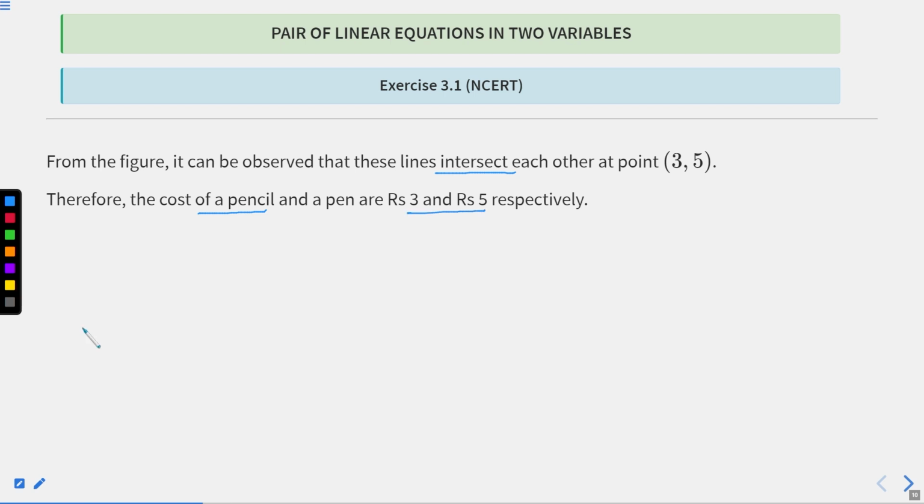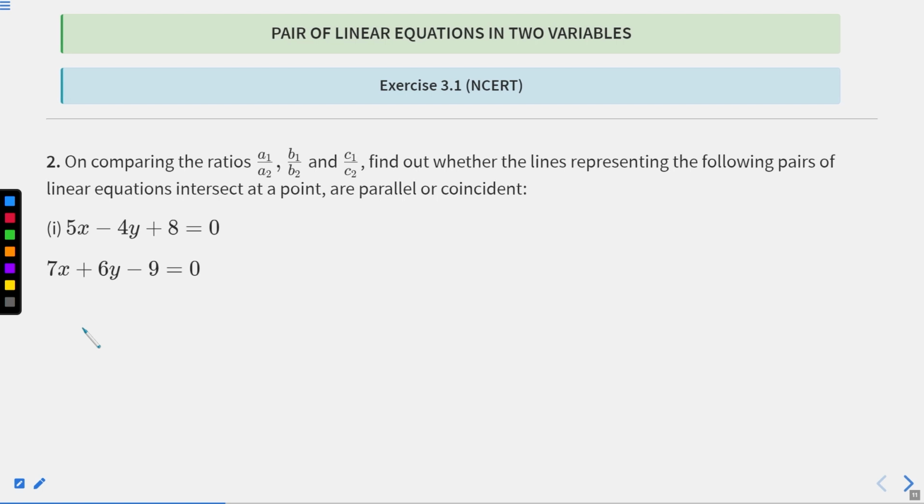Okay, now let us move to question number 2. In this question we have to compare the ratios a1 by a2, b1 by b2, and c1 by c2, and find out whether the lines representing the following pairs of linear equations intersect at a point, or are parallel, or coincident.